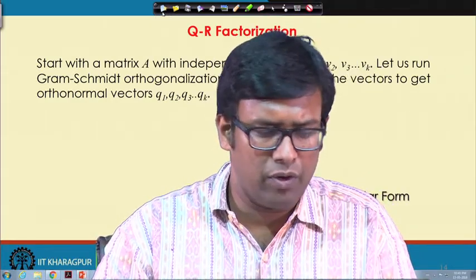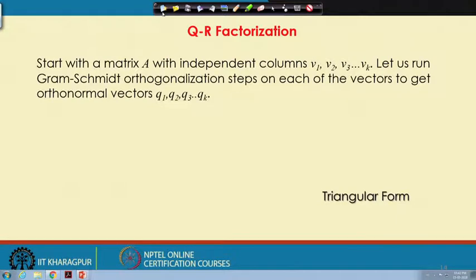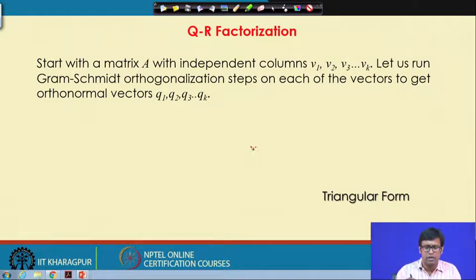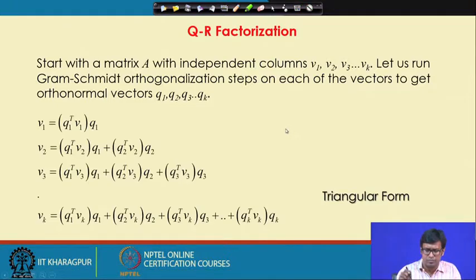This is called a QR factorization. Start with a matrix A with independent columns V1, Vj, Vk, and let us run Gram-Schmidt orthogonalization steps on each of the vectors to get an orthonormal set of vectors. I will have the first vector V1. It can very easily be orthonormalized: we only take the length of that first vector and divide by it, and we get the vector q1.